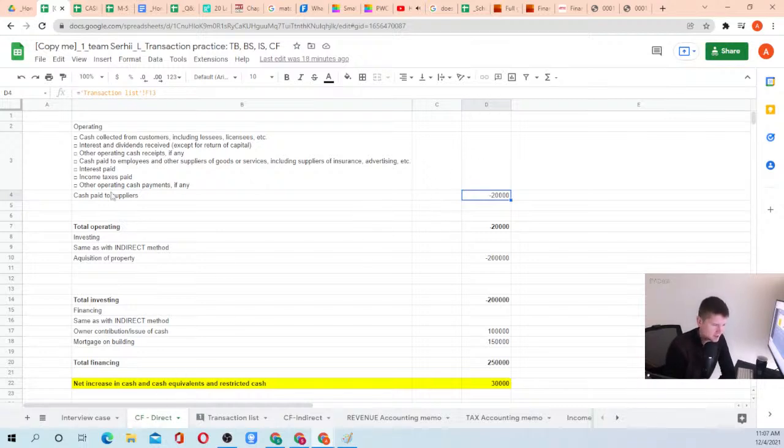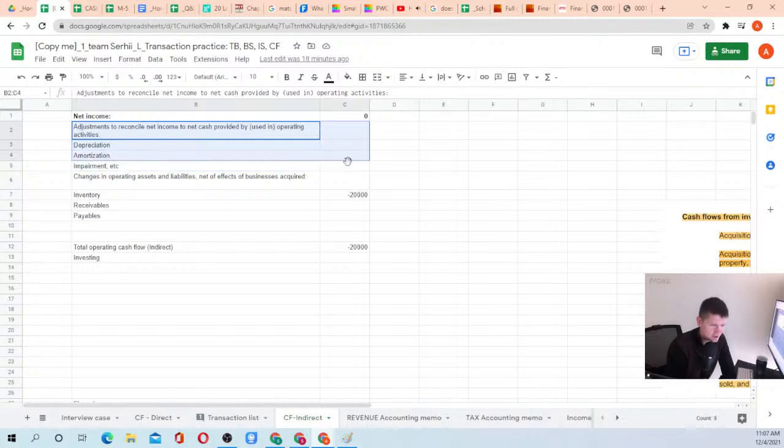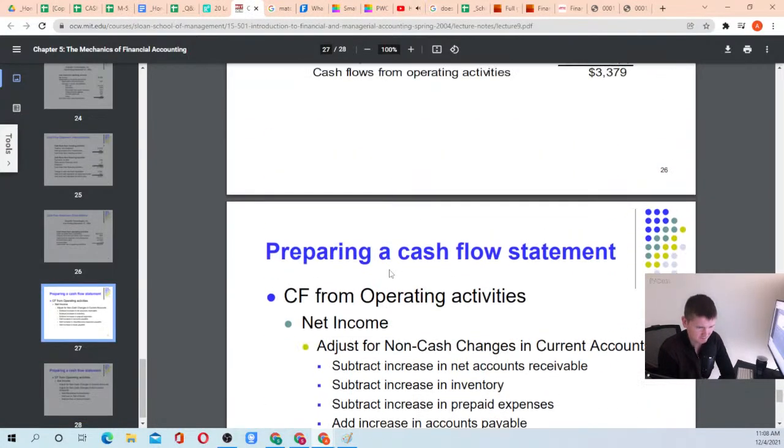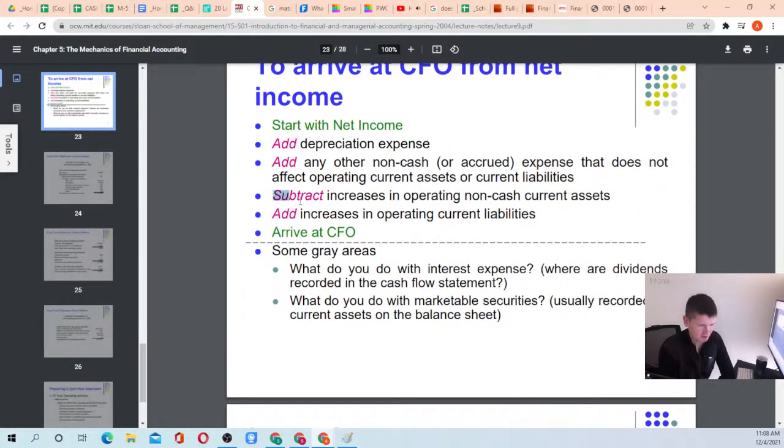So under the direct method, it's cash paid to suppliers. It's obvious. But what's under the indirect method? Under the indirect method, your net income is zero. No income from that transaction. It is a cash transaction. It is not a non-cash transaction like depreciation. But you had a change in your assets and liabilities. And because your assets increase, as you might see here, subtract increases in operating non-cash current assets, add increases in operating current liabilities.